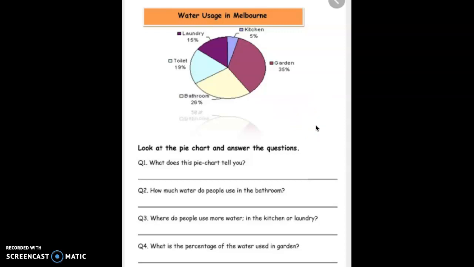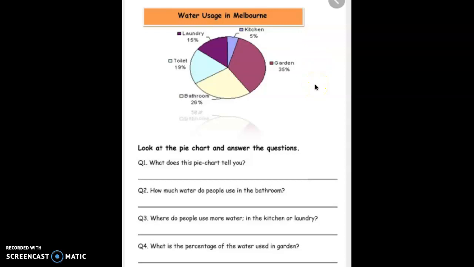If I was asked, where is the least amount of water used? Again, I can look at my percentages and find the smallest one, which is 5%. If that wasn't there, I could also have a look around the pie chart to see which section is the smallest or the narrowest. And it is obviously here the kitchen. So that is where the least amount of water is used.